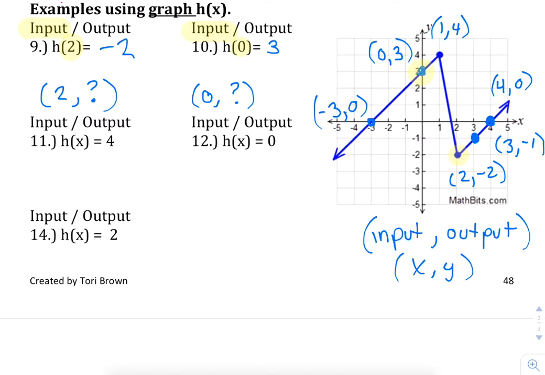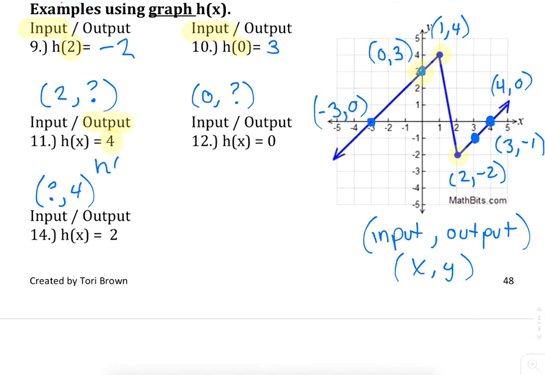Let's keep looking. Problem number 11 says h of x equals 4. All right, this one's a little bit different. I have the output this time. It's on the outside of parentheses. So I am looking for the point something, comma 4. Do we have any points right now that have something, comma 4? Yes. So if I look on this graph, I need something that's way up here on this level. Oh, look, I have that dot. 1, comma 4 is my answer, so here's how I write it.